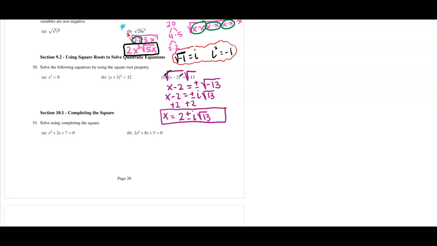And remember, this is two different answers, right? 2 plus i square root of 13, 2 minus i square root of 13. And I'm expecting to get two answers because my highest degree is a 2. Need that exponent there.